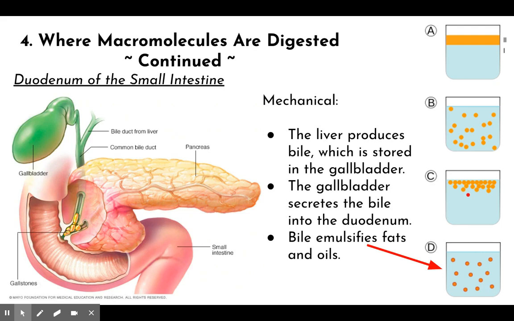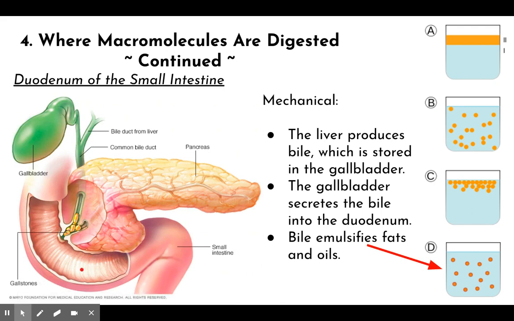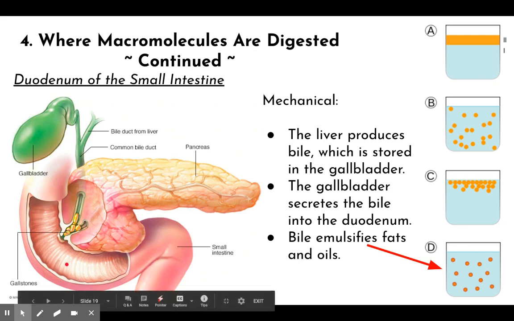That's where bile comes in. Bile contains bile salts, and once you break this up, the bile salts will surround each little droplet here and prevent them from sticking to each other, combining and floating back to the surface again. That's the role of bile, is to emulsify fats, break them up into small droplets, and keep those small droplets separated.